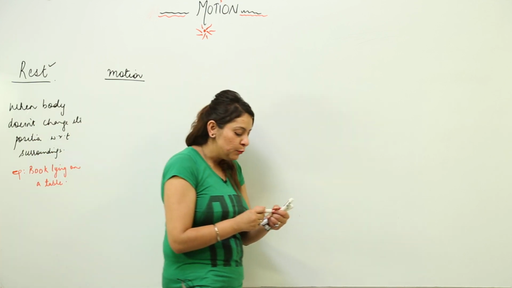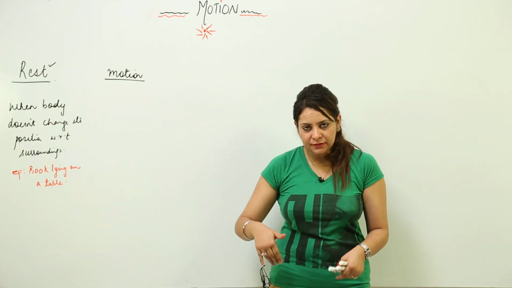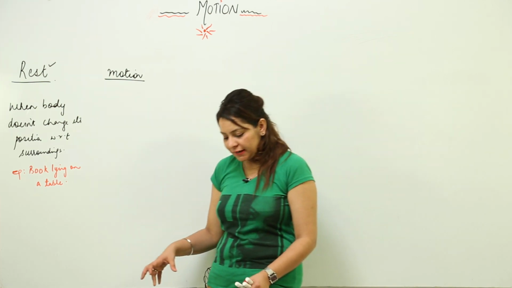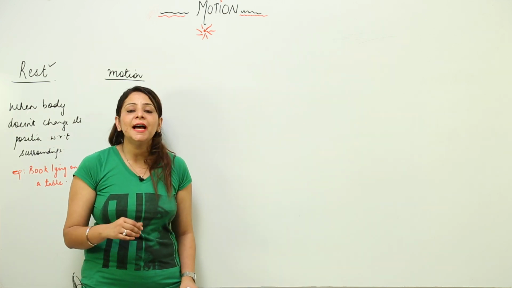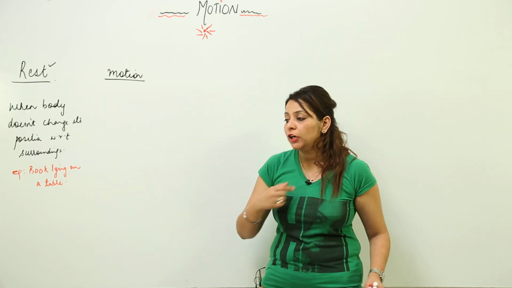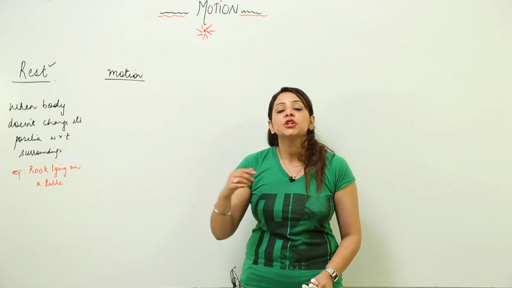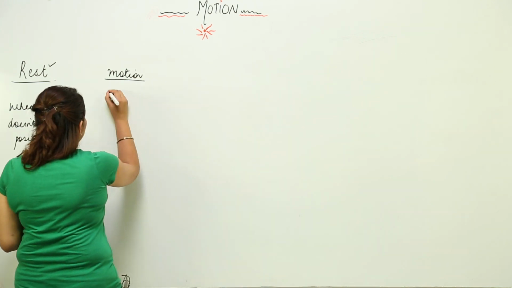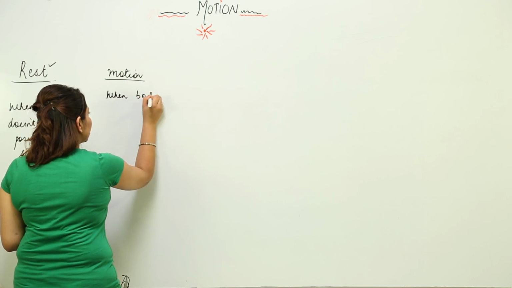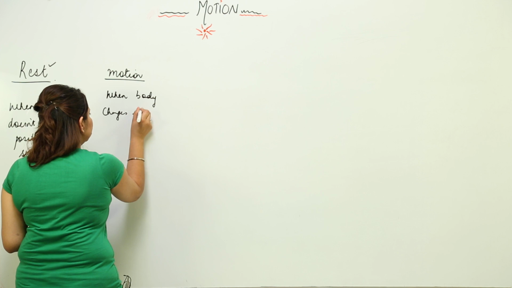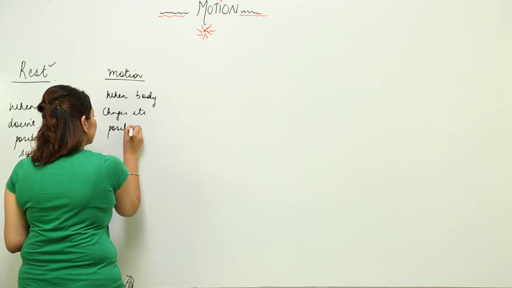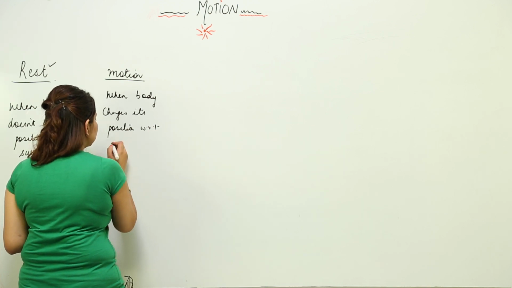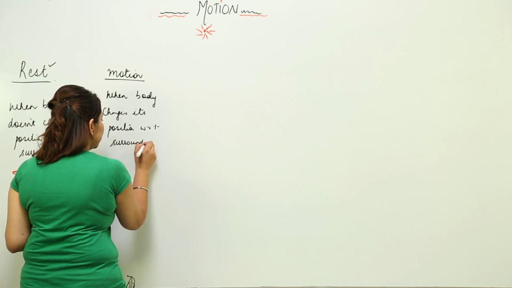And now what do I mean by motion? Suppose I am standing here at a given time, and after a little while I move to this point. That means I change my position with respect to surroundings, so I will be said to be in motion. So what is motion? Motion is when a body changes its position with respect to, that means as compared to, surroundings, then it is said to be in motion.